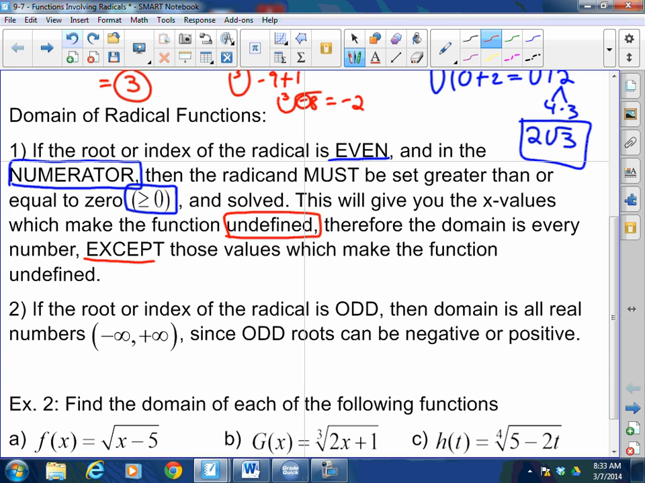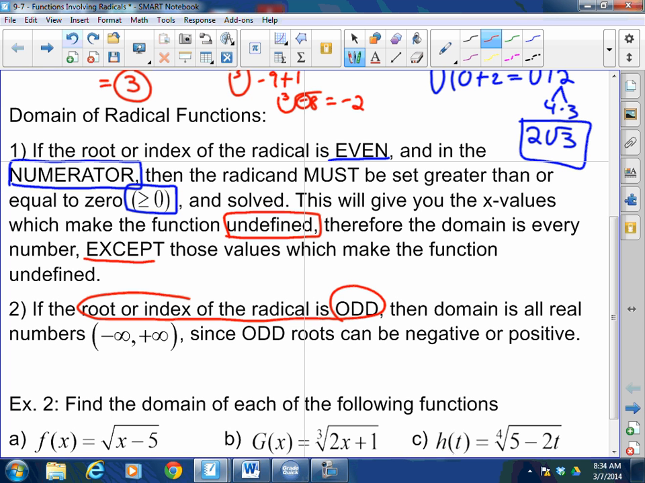And we know how to write domain in both regular inequality form or interval notation. The easy part: if the index of the root is odd, it's all real numbers. Done. Why? Because you can have a negative inside of an odd root. You can have the cube root of negative 8. It's negative 2. You cannot have the square root of negative 8. So if you see an odd index or an odd root, don't even sweat it. It doesn't matter if it's in the numerator or denominator, by the way. Cube roots, all real numbers.